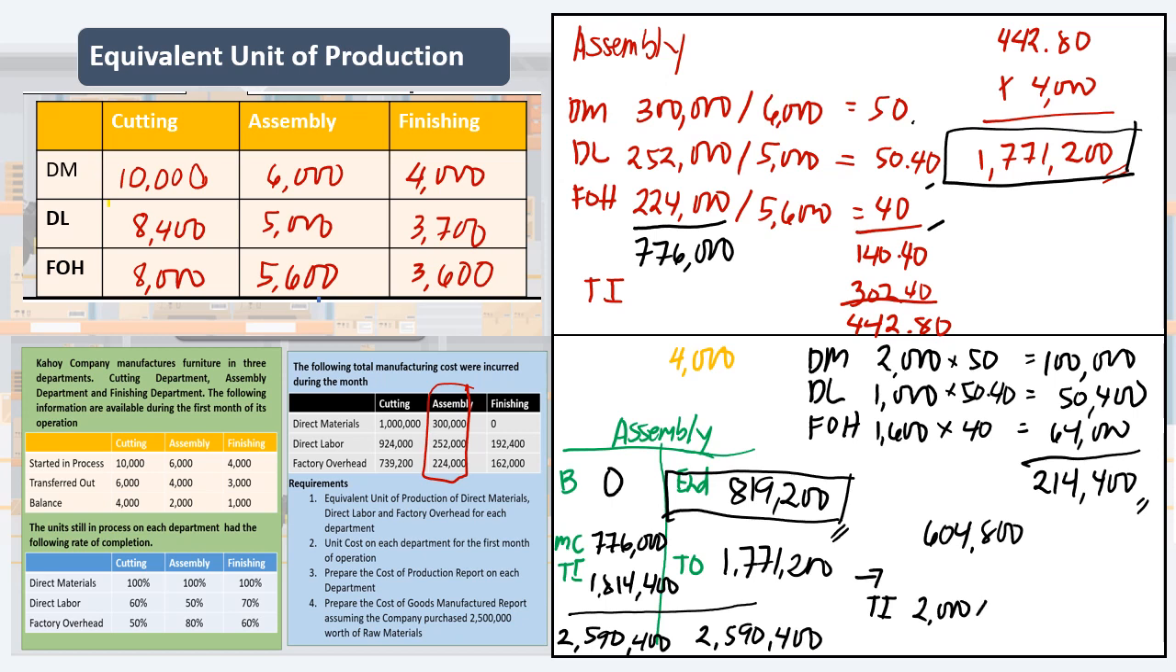So, 2,000 units, multiply natin sa transferred in unit cost, which is 302.40. So, ang magiging total po niyan ay 2,000 times 302.4. That would be 604,800, which is equivalent dun sa nawawala nating amount. So, ibig sabihin, i-add lang natin yung 604,800 na yan dito. Yan. So, magiging total po natin ay 819,200, which is also equivalent doon sa value ng ating ending balance. So, ganyan po ang computation ng ating manufacturing cost or yung ating T account sa assembly department, which is the second department.